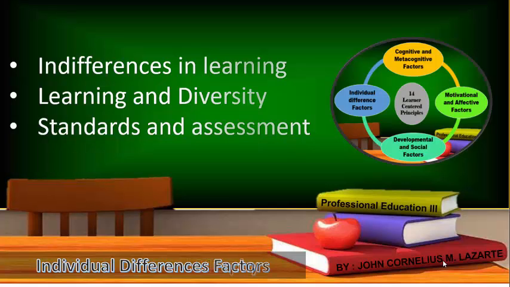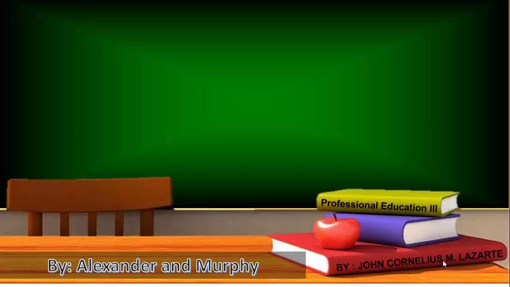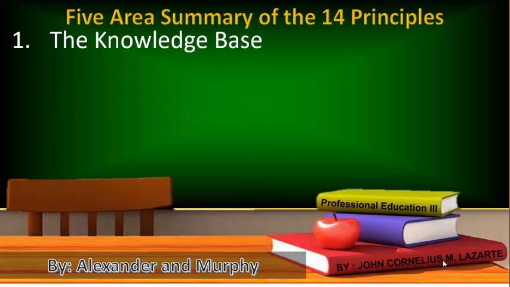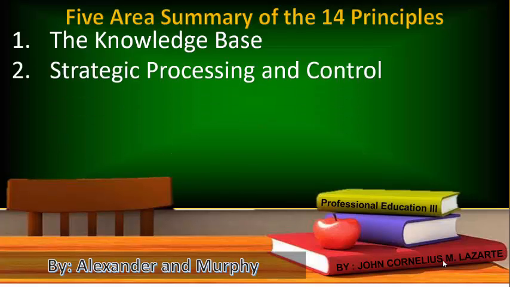Now, to generalize the topic and sum it up, we can comprise those 14 learner-centered psychological principles into 5 areas. The first one is the knowledge base, wherein one's existing knowledge serves as the foundation of all future learning. The learner's previous knowledge will influence new learning, specifically how he represents new information, makes associations, and filters new experiences.